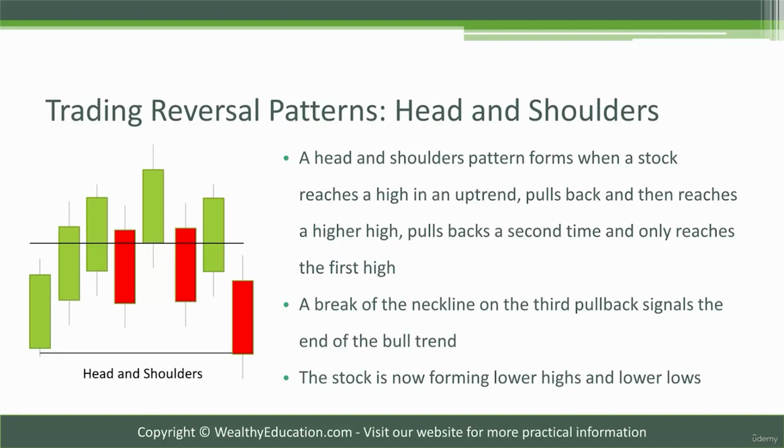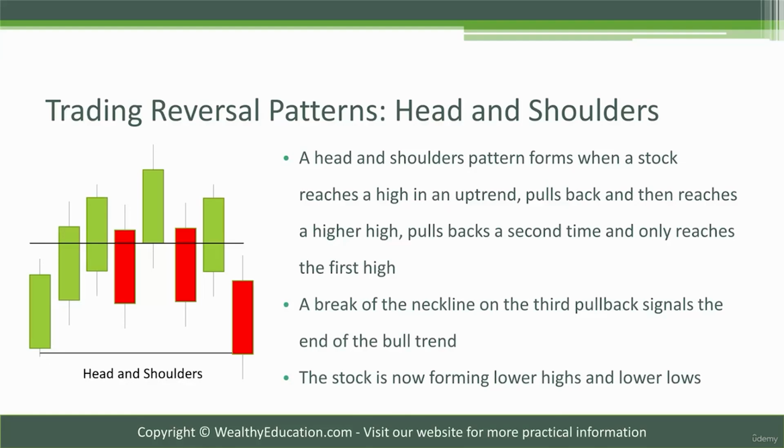In a head and shoulders pattern, a stock is in an uptrend, it reaches a high, pulls back, and then reaches a subsequent higher high. And at this point, the uptrend is intact as we're making higher highs and higher lows. The stock then pulls back a second time, attempts to make another high, and is only able to climb as high as the first high in the pattern. So it's now in the process of making a lower high after this second pullback, and then the stock continues to make a lower low when it breaks through the neckline of the pattern. And the neckline is the trough of the first two pullbacks.